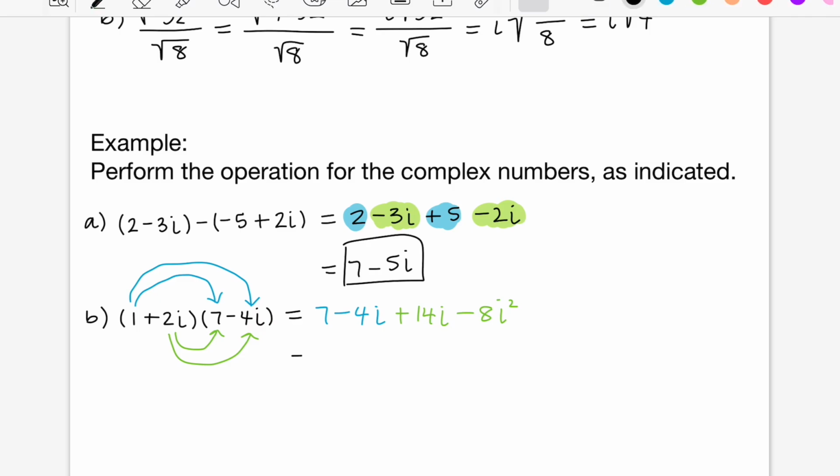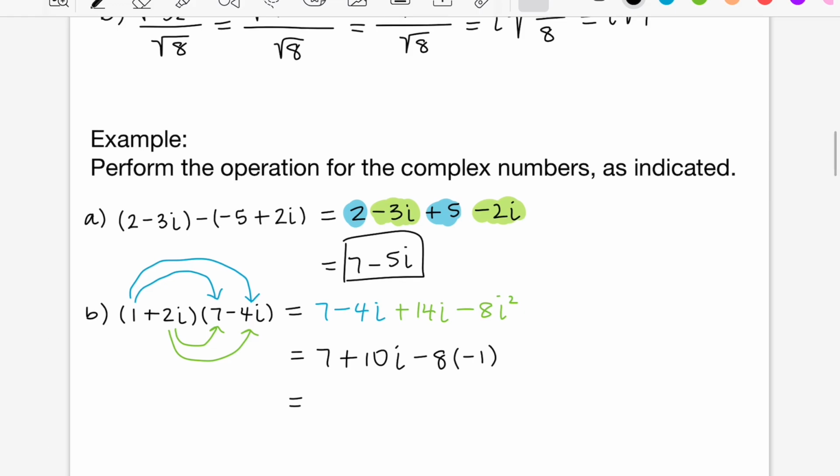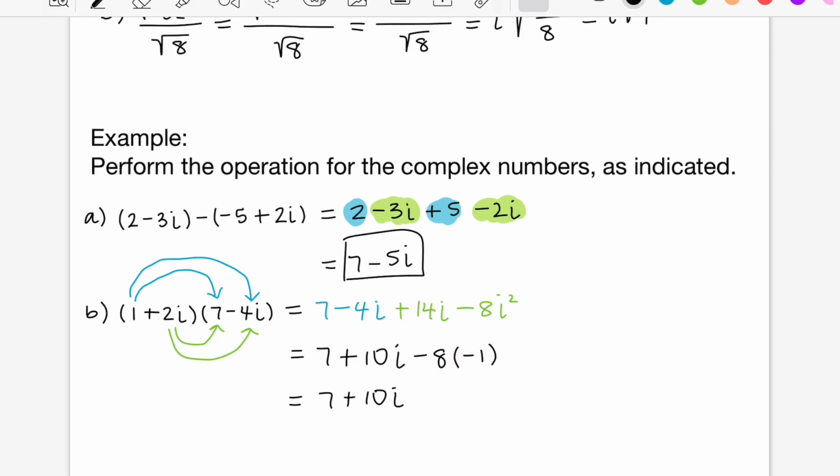Alright, and now we can do the same thing by combining our like terms. We just have this 7 here, but we have this minus 4i and plus 14i, so that'll be positive 10i. And then we have this minus 8i squared. But remember, i squared is equal to negative 1. So this is minus 8 times negative 1. So we'll get 7 plus 8. I'll write that step out. We have a positive 8 here since we have a minus 8 times negative 1. And so we end up with 15 because we have 7 plus 8, plus 10i.